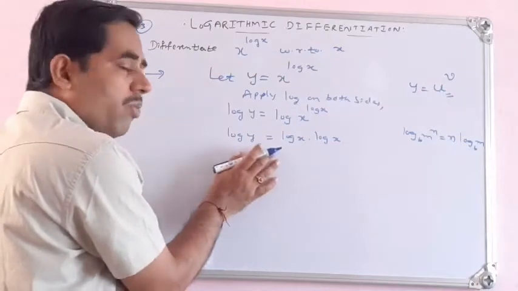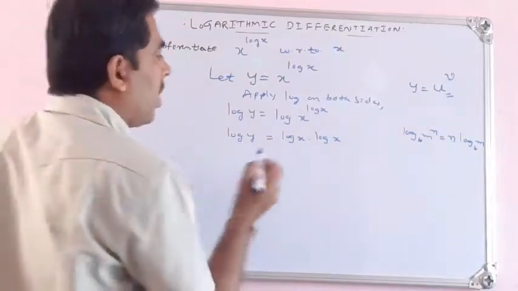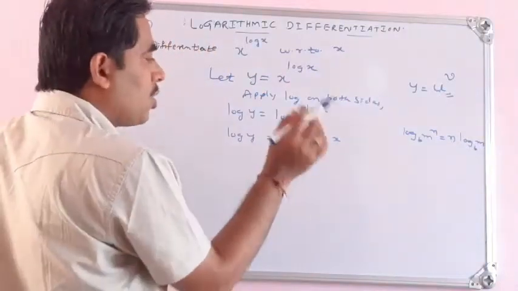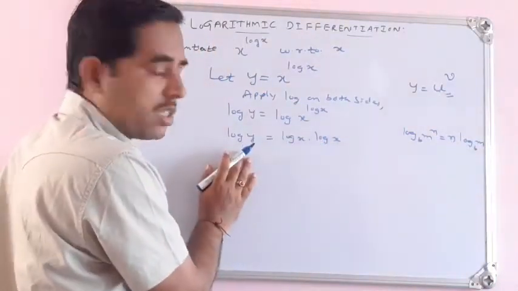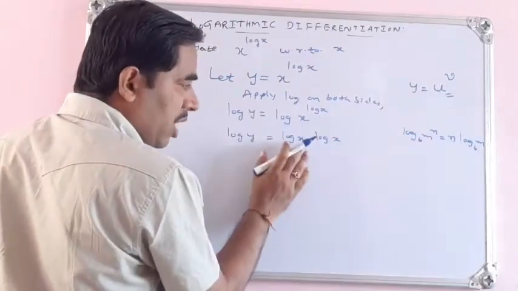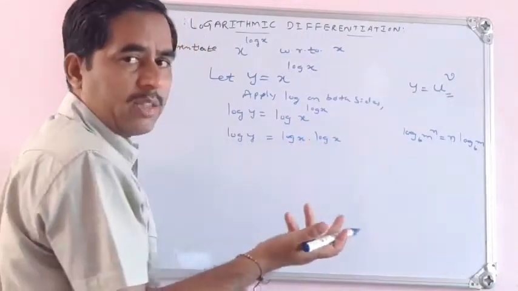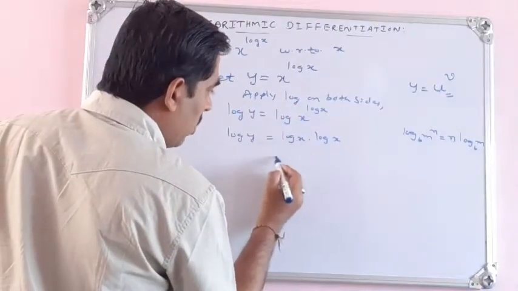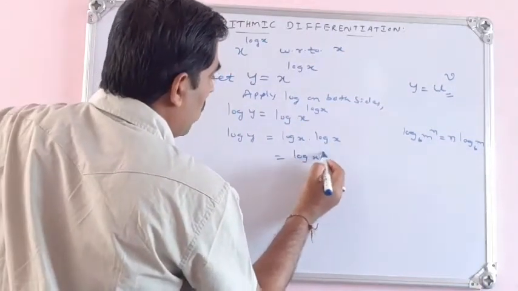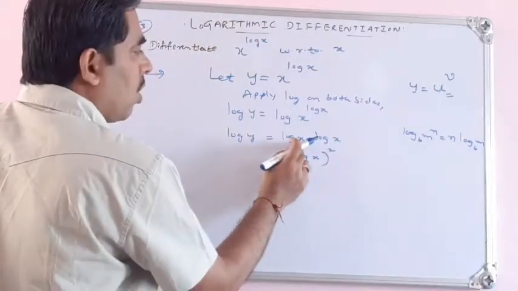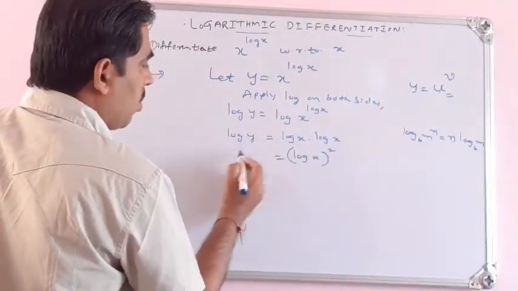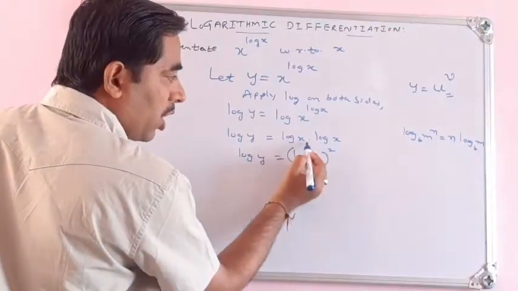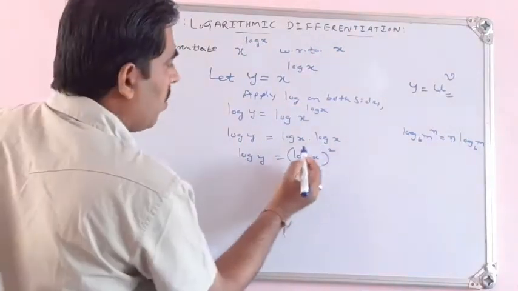Now we can proceed to differentiate. Here we have log x into log x, so the term is repeated. If we differentiate both sides with respect to x, for the right hand side we can use the product rule as we did in our previous problems. Otherwise, since the term is repeated, log x into log x means log x whole square. So log x is multiplied 2 times. I can write it as log x whole square before differentiating. Otherwise, you can use the product rule in this step only.